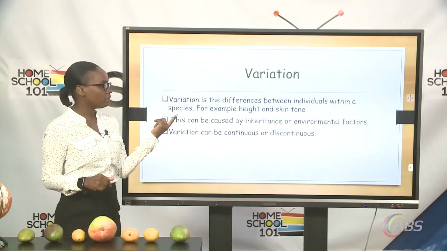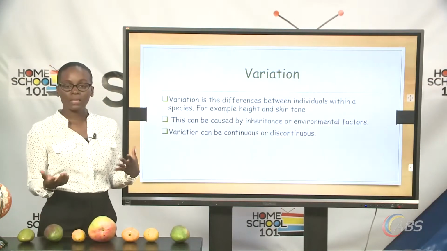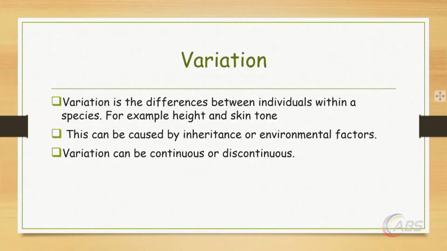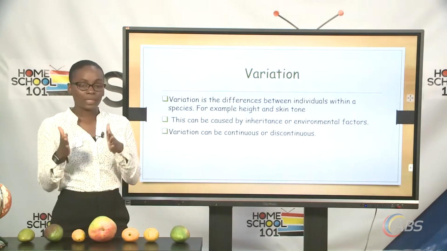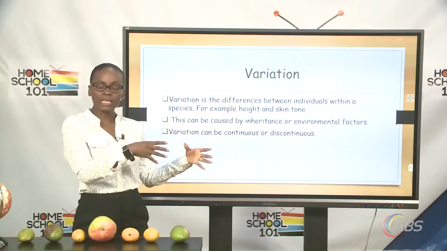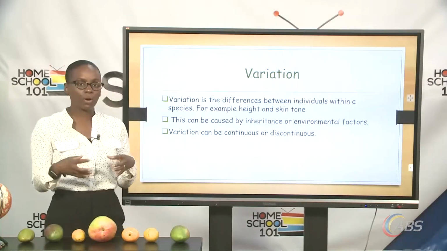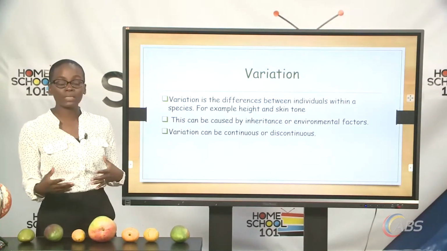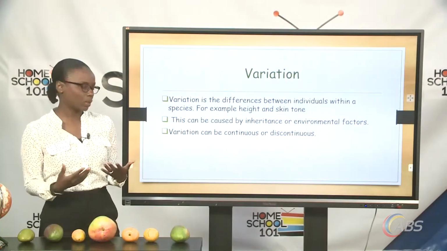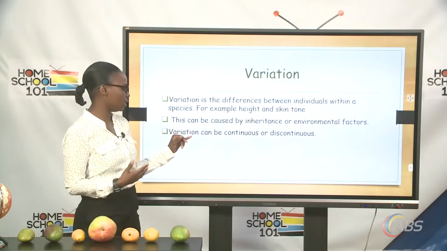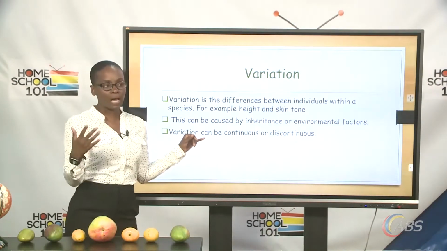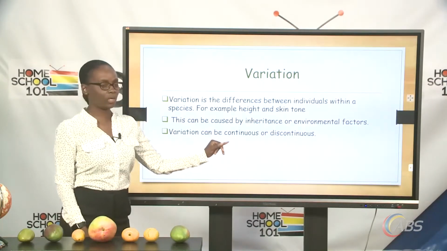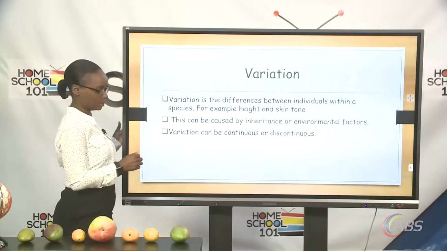today. We can see variation in terms of height and in terms of the skin tone of our people. This can be caused by inheritance, which is gametes that bring genetic information when you are being formed. Environmental factors can also influence how we actually look. Variation has two basic types: continuous and discontinuous variation. And we're going to go into all of that today.